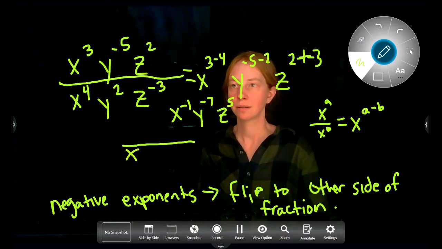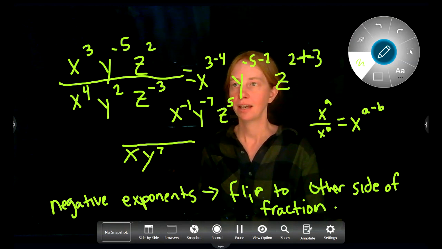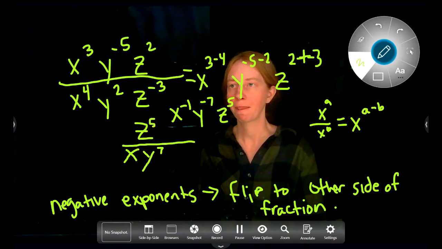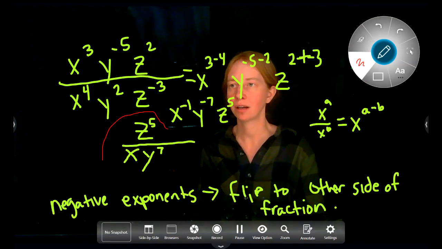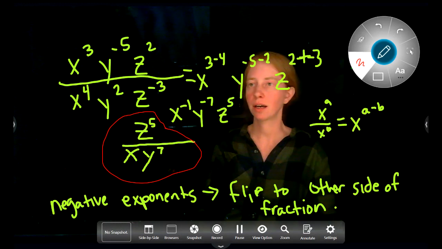Okay, so x is at the bottom. The 1 we don't have to write. Okay, we've taken care of the negative because it's down in the bottom of the fraction. And the 1 we don't have to write. Y to the 7th power. So we took care of the negative by putting it in the bottom of the fraction, and we write the 7. And z to the 5th can just stay on the top. Okay, I'm going to use the red and kind of circle this. This is what we ended up with as our final answer there.